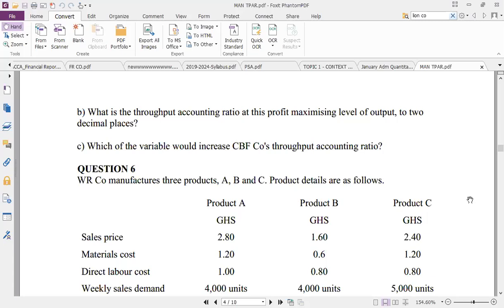You are calculating what? What is the throughput accounting ratio at this profit maximum, meaning after the changes, because we've already calculated the whole throughput accounting ratio. So perform the changes for me. So start work. You only have 5 minutes.